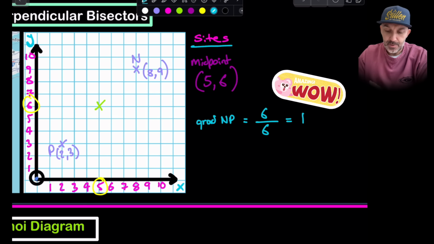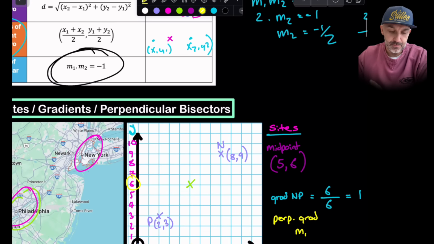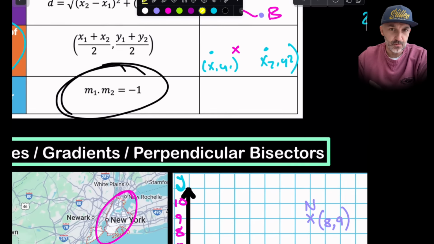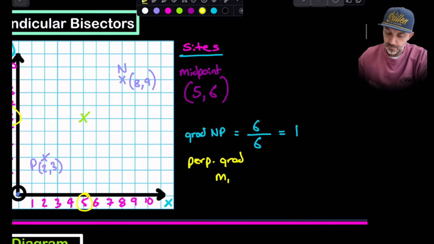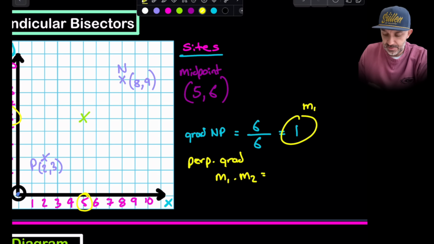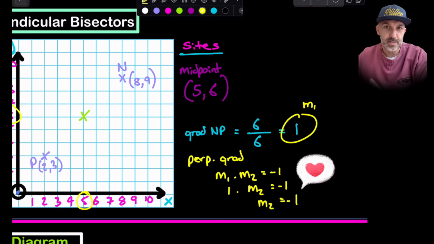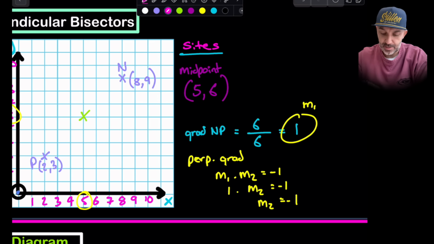Now that's nice, because therefore what we can do is find the perpendicular gradient, the perp grad. And the perp grad, remember, above was found by saying the product of the two gradients must equal -1. So m1, which is this value 1, I'll call this m1, times m2 must equal -1. So if one of the gradients is already 1, we can just rearrange to make m2 the subject by dividing both sides by 1, and we get -1. Now that's quite easy, it's a nice number, so the gradient is -1.